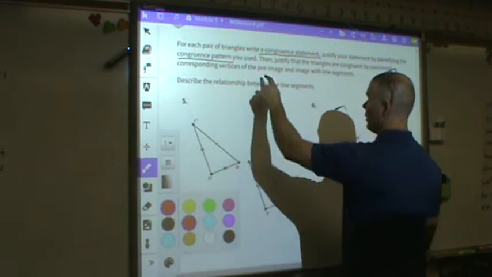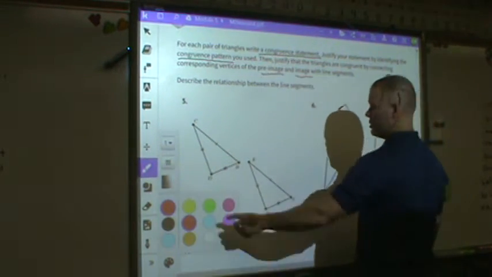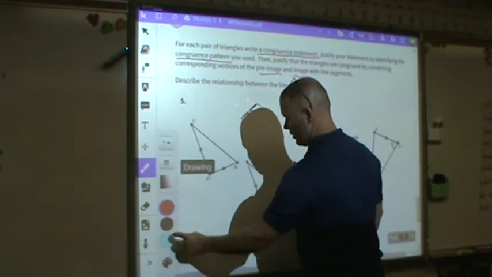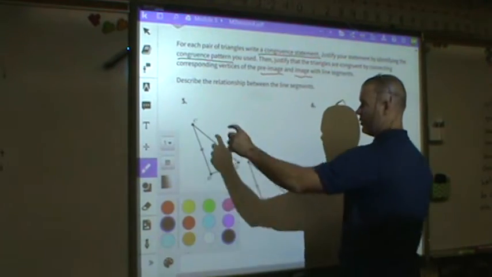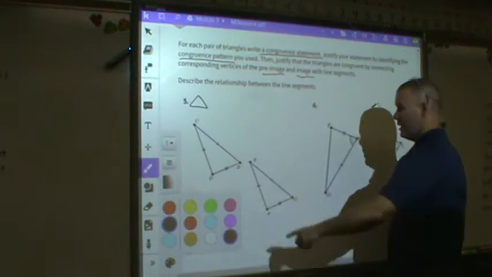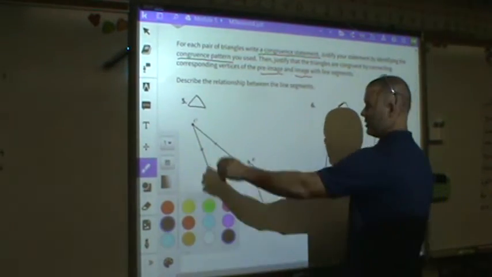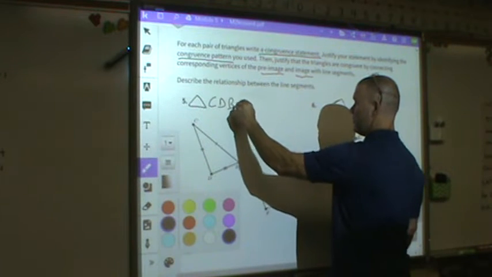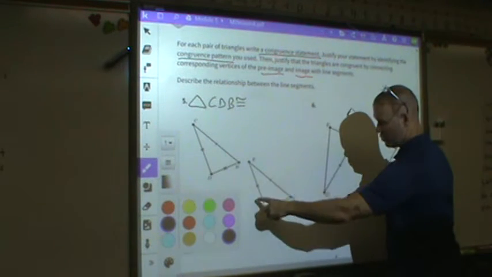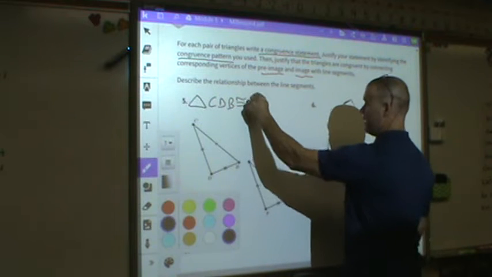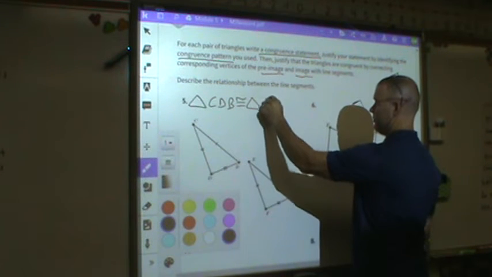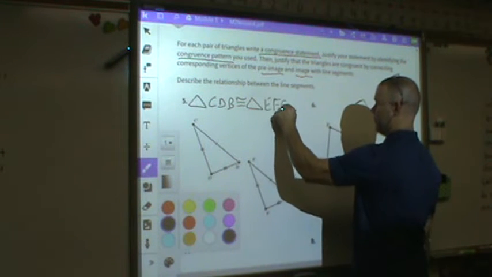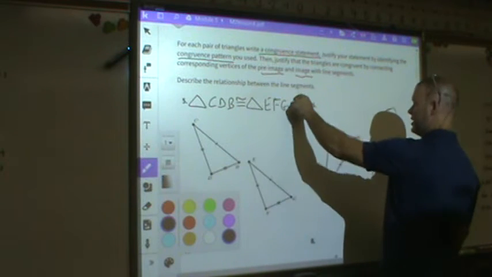We have pre-image and image. We should know what those are. First things first, I'm going to write a congruence statement. I'm going to say triangle, and you can start anywhere you want. I'm just going to start at C, go to D, and then B. So triangle CDB is congruent to triangle EFG. Say it in a corresponding fashion. There's my congruence statement.